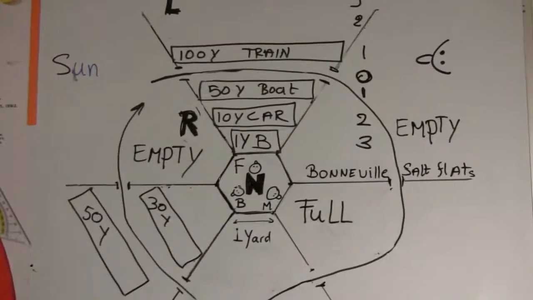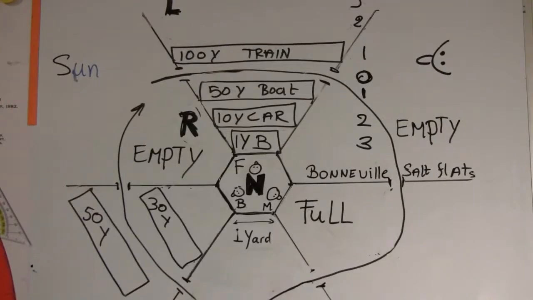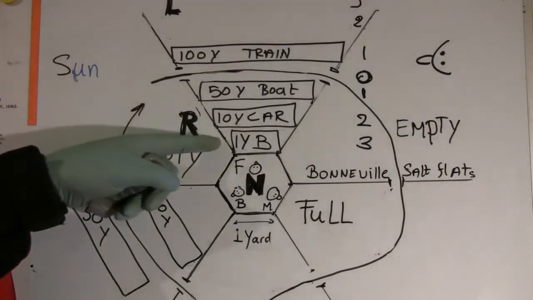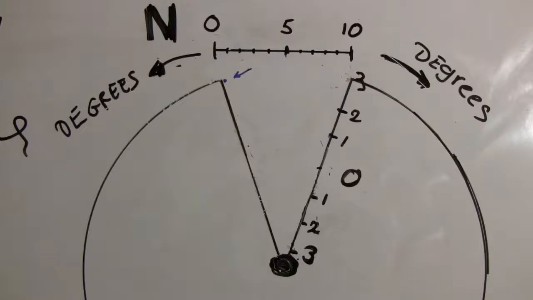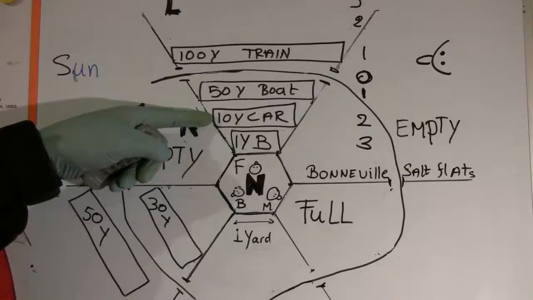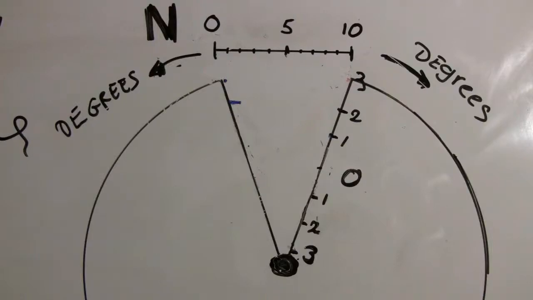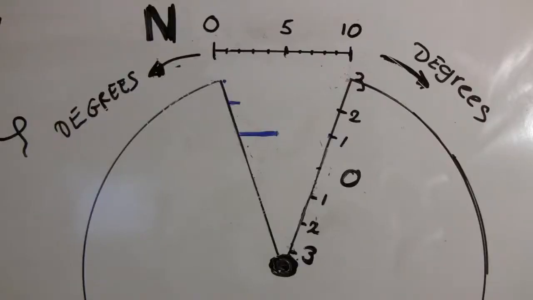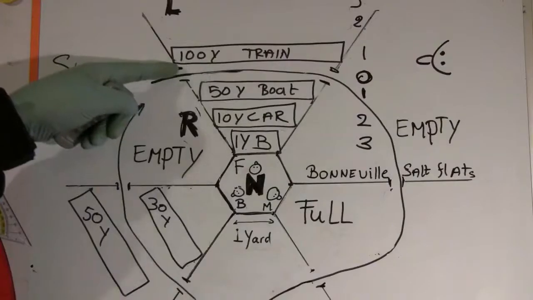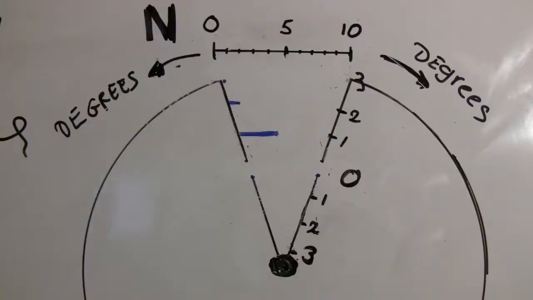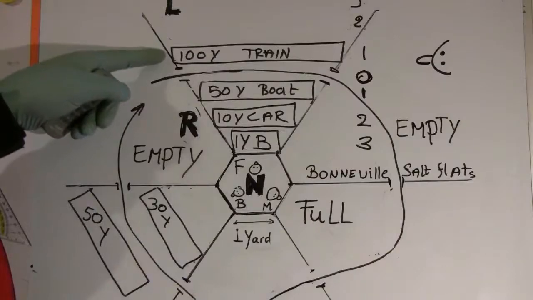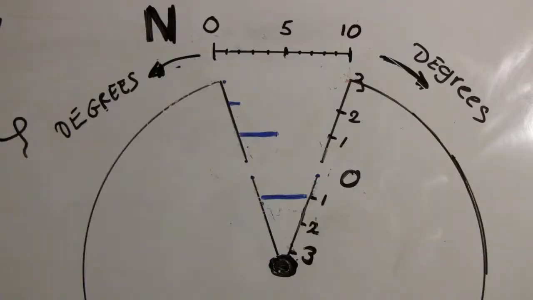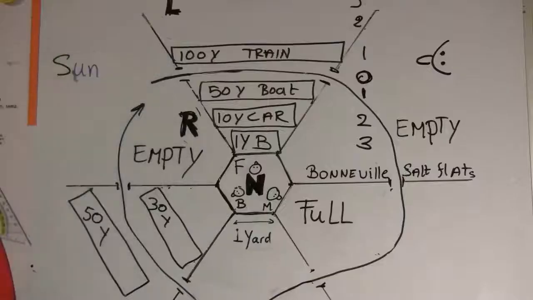Gleason's looked at the reality and he said, position 3, I have a 1-yard bicycle. Position 2, a 10-yard car. Position 1, a 50-yard boat. Position 0, a door on both sides. Position 1, a 100-yard train. And then he went back to his drawing.